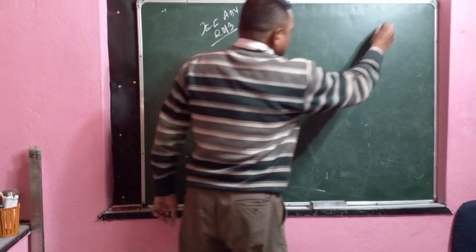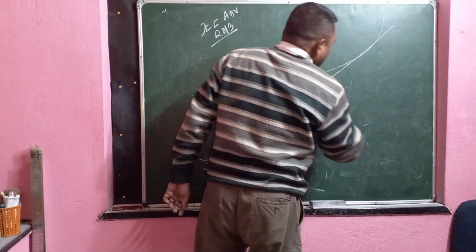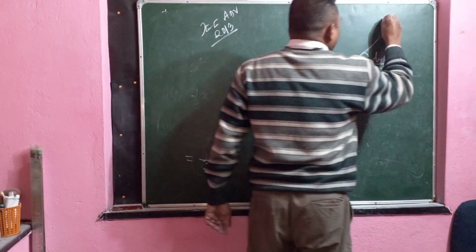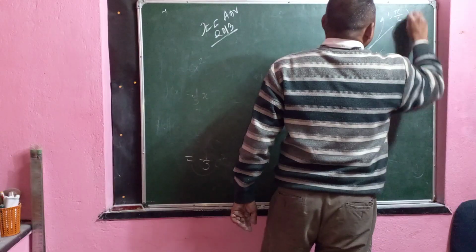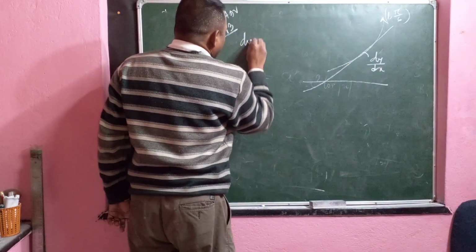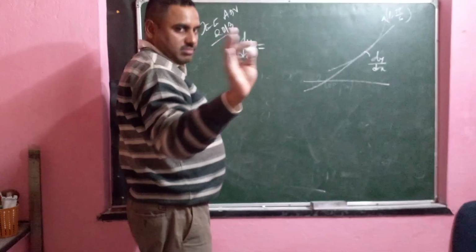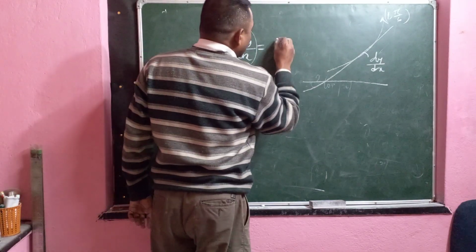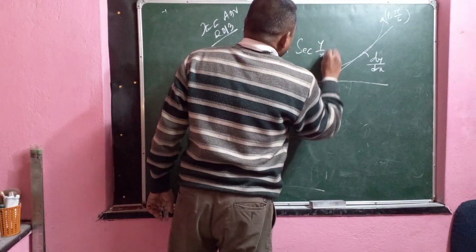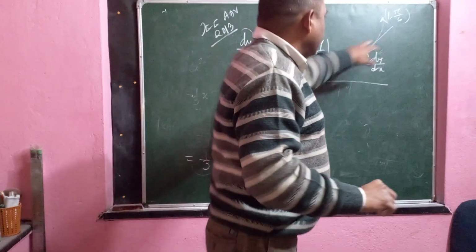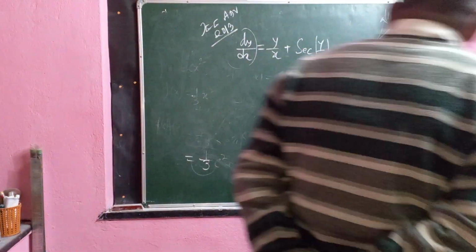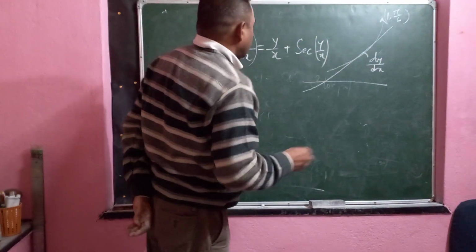Suppose this is a curve and this slope, that is dy/dx at a certain point, and the curve passes through (1, pi by 6). It is given that dy/dx, that is the tangent slope, is y by x plus sec(y by x). Okay, this is given, and the curve passes through (1, pi by 6). What will be the equation of the curve?